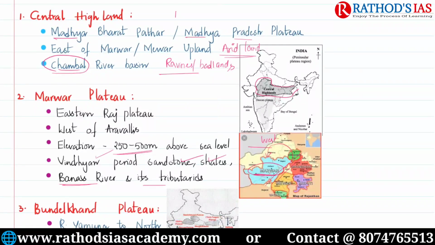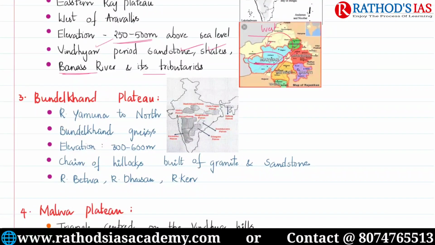And next one is Bundelkhand Plateau. If you are talking about this Bundelkhand Plateau, it is mainly present here. In this map you can see this Bundelkhand Plateau, and river Yamuna is present to the north of it. This plateau mainly includes the Bundelkhand Gneiss, and the average elevation is 300 to 600 meters.